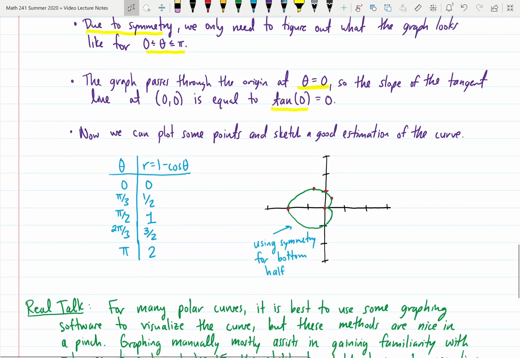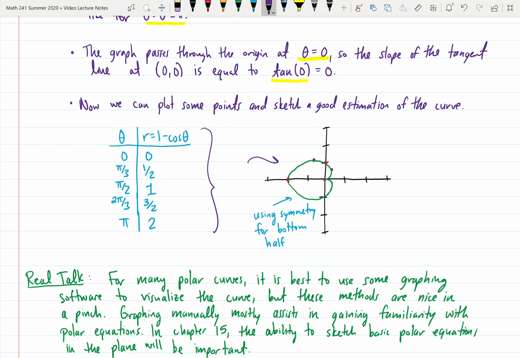And now we can just about finish off our sketch of the curve here. So this table on the left is just a few theta values and the corresponding values of r that we can plot directly into the plane here. Those are represented by the dots in red. Here I just picked some convenient theta values that made r easy to calculate, and the book did the same thing, and we plotted them. And then you can draw a smooth curve.